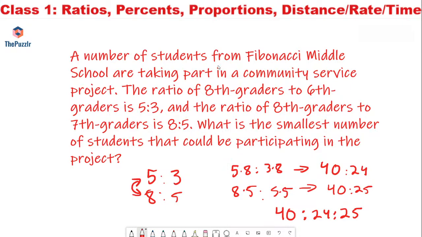Now we can't simplify this ratio, right? Because all three elements of the set do not have any common factor. Any two of them do have common factors, except for 24 and 25, but not all three. So what we do here is nothing.